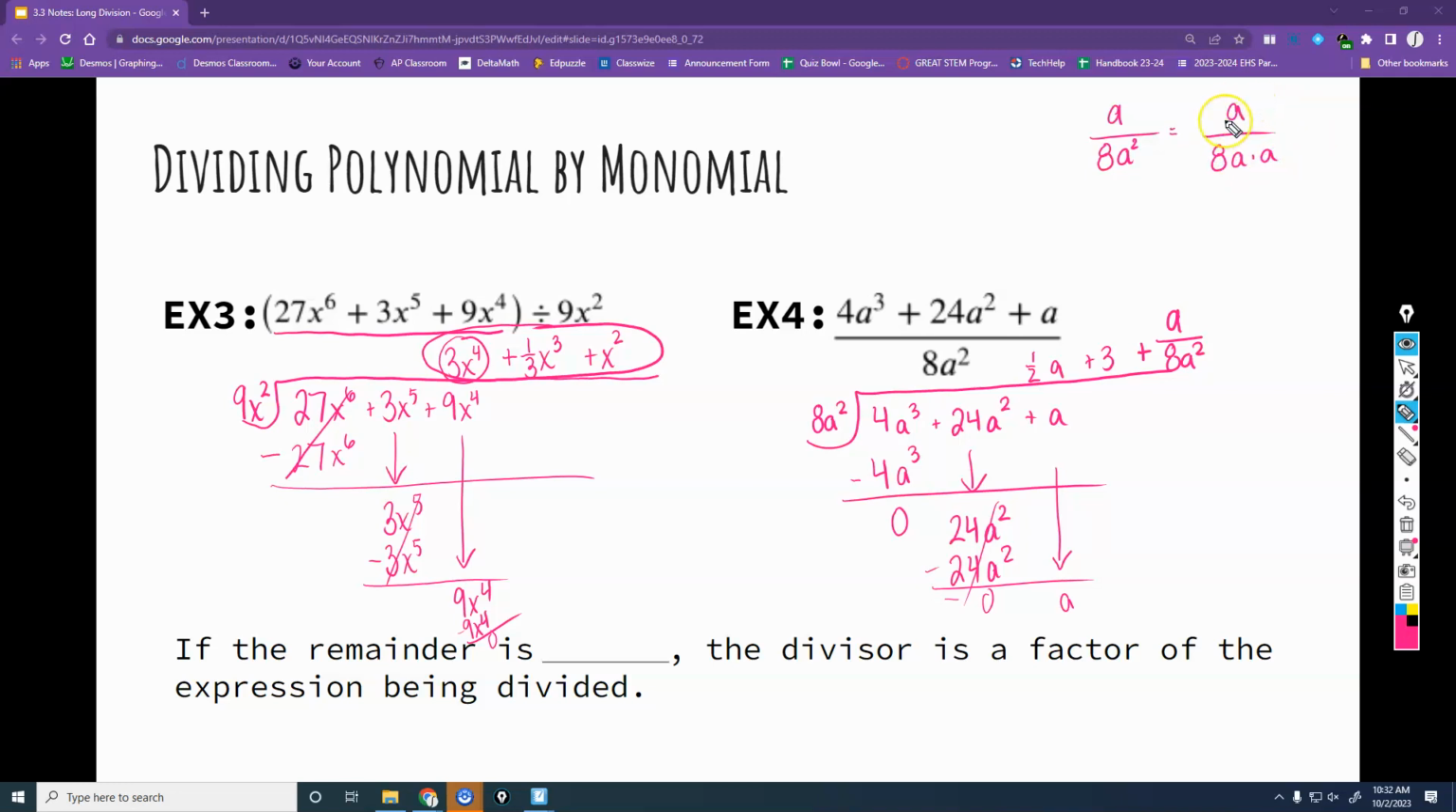What can happen with the a that's on top and the bottom? They cancel out because they reduce to 1. Now you have to put a 1 right there, right? So this could be reduced. You could write your answer as 1/2 a plus 3 plus 1 over 8a.